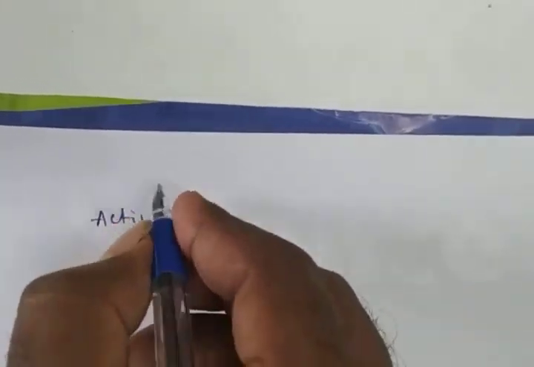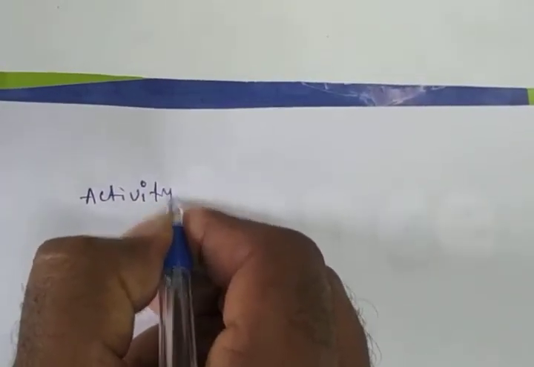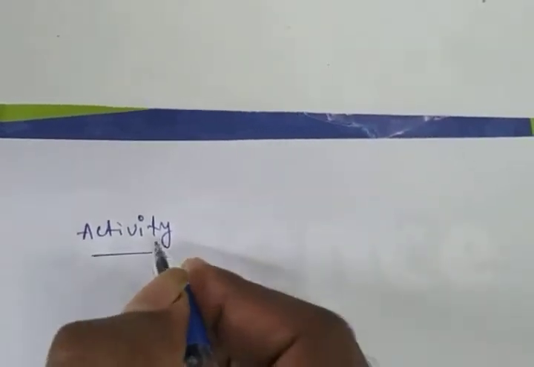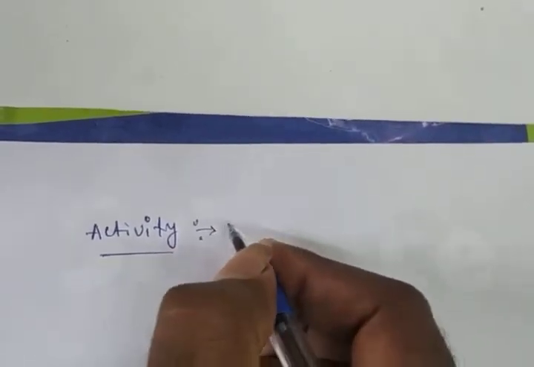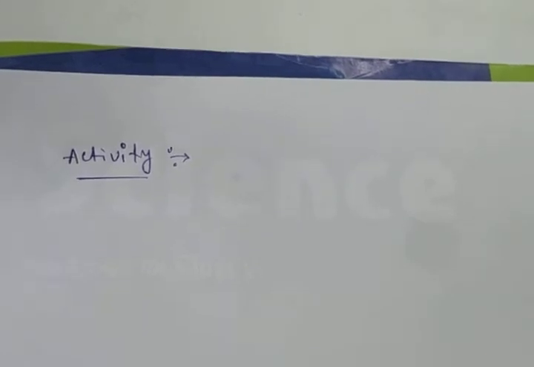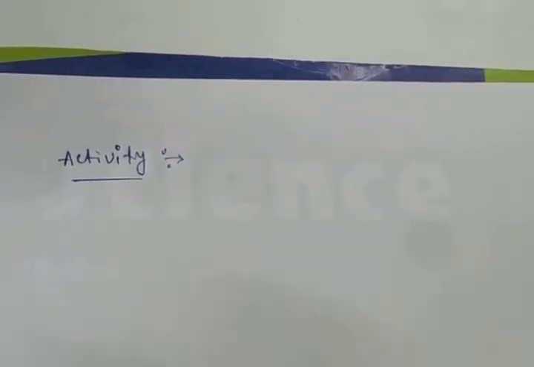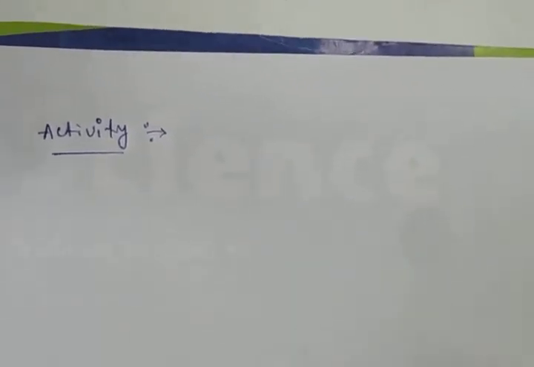So what is the activity? By this activity we have to understand whether sunlight is required for the photosynthesis process or not. If sunlight is not there, will plants prepare their food or not? We have to check by the activity.